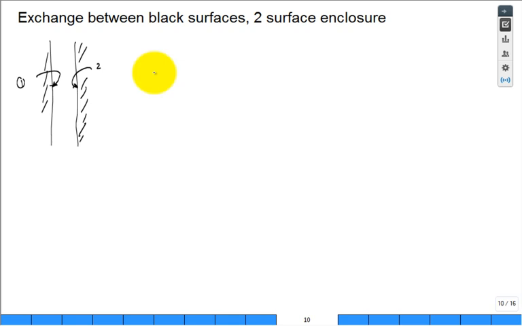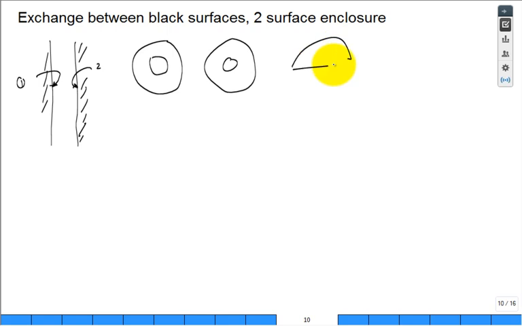You could have a sphere inside of a sphere. You could have a pipe infinitely long inside an infinitely long pipe. You could have a hemisphere covering a disk. There's a lot of two-surface enclosures out there. Well, let's just think about a simple one. Do you want to do the sphere inside of a sphere? Whatever. We just did that one, right?